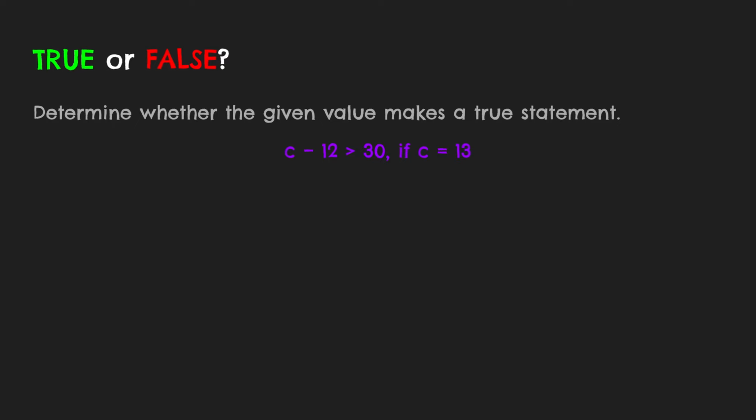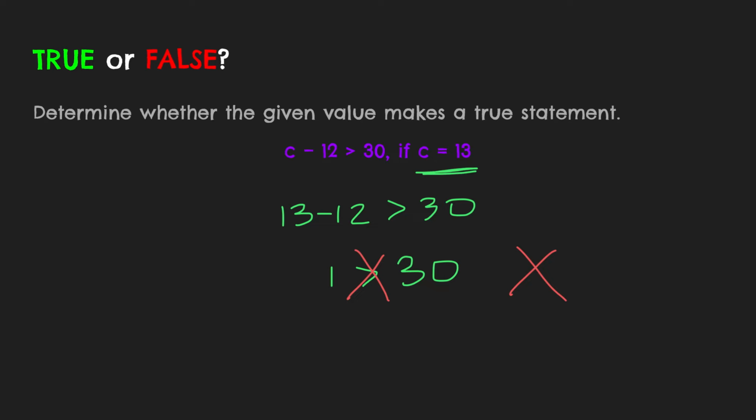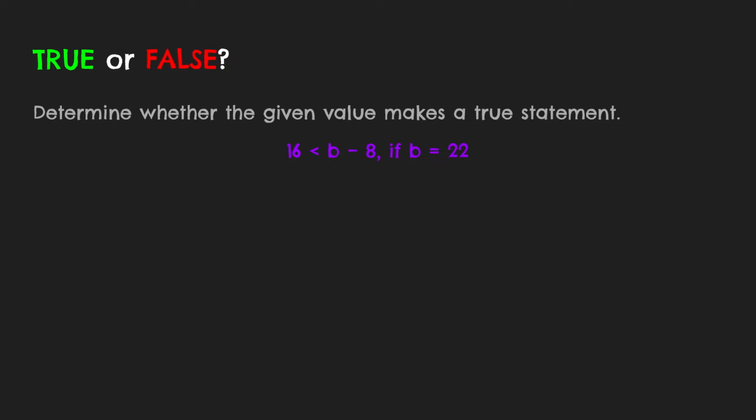Okay, we have c minus 12 is greater than 30. If we take that 13 from over here, 13 minus 12 is greater than 30. Well, 13 minus 12 is 1. Is 1 greater than 30? I would say, no. So that is not a true statement. All right, we have 16 is less than b minus 8. So 16 is less than 22 minus 8.